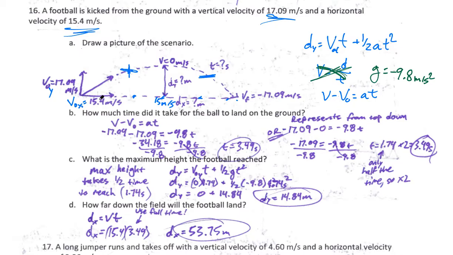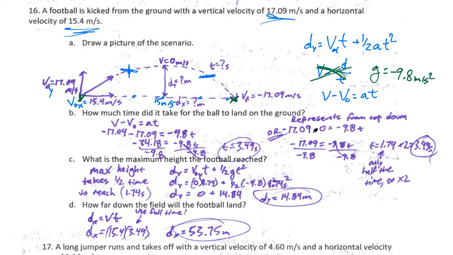Does it represent half my time? In some cases it will. Other times it will represent the entire time. Well, it's associated with my v final and my v initial. My v initial is over here. My v final is over here, so that means my time is associated with this entire run. All right, so it leaves it as 3.49.